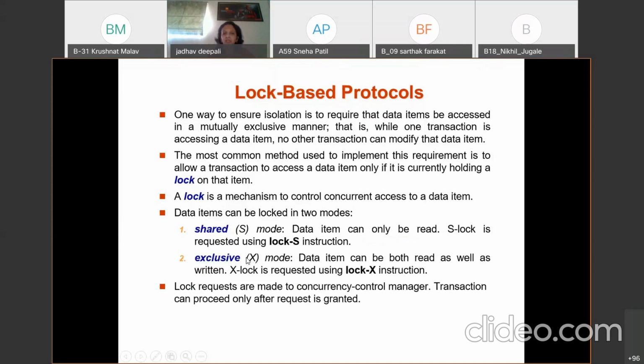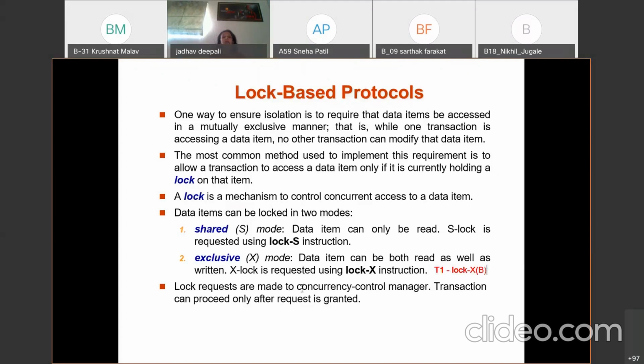Another lock is exclusive mode, where the data item can be both read as well as written. X lock is denoted with capital X. X lock is requested using the lock X instruction. So again the same, suppose the transaction T1 wants to perform both read and write operations on data item B. Then it executes the instruction lock X on data item B. Once this instruction is executed, the data item B is locked by transaction T1 in exclusive mode. Exclusive means T1 is allowed to both read and write the data item B.